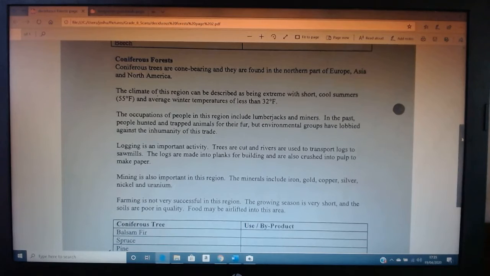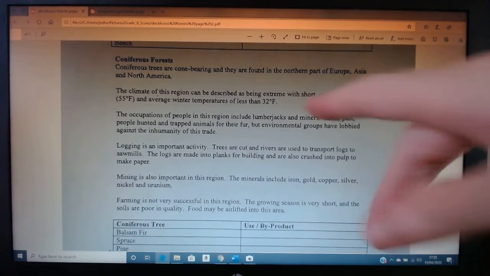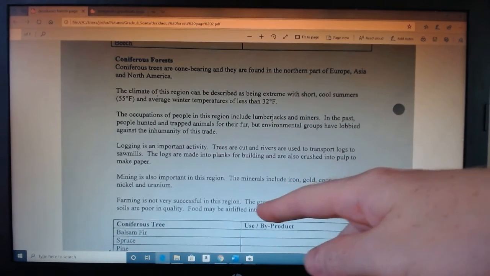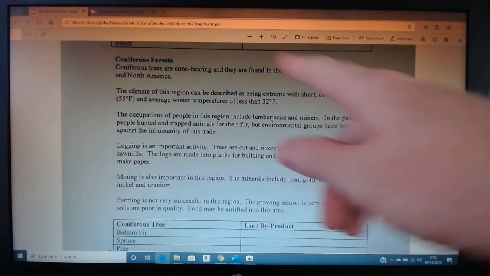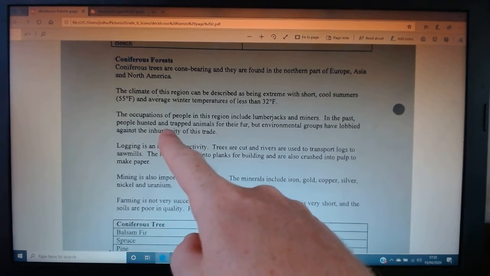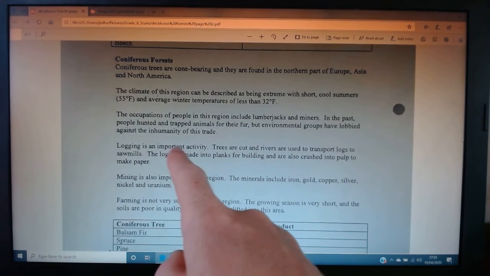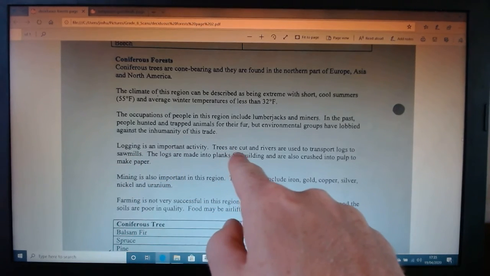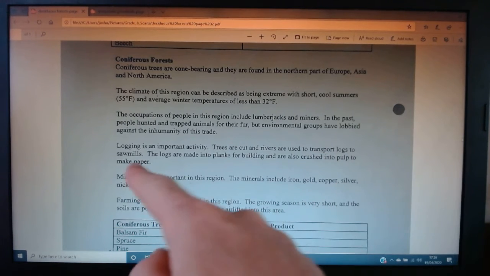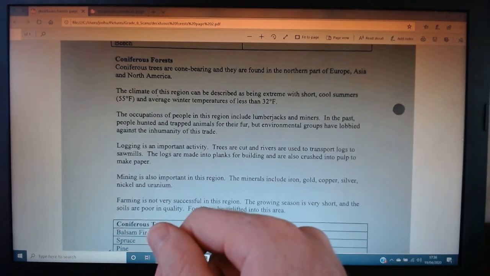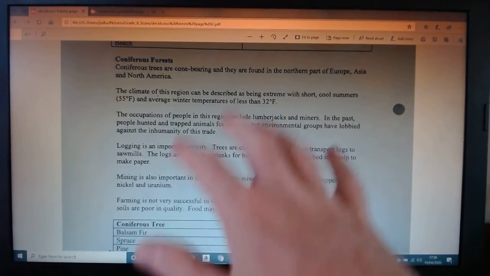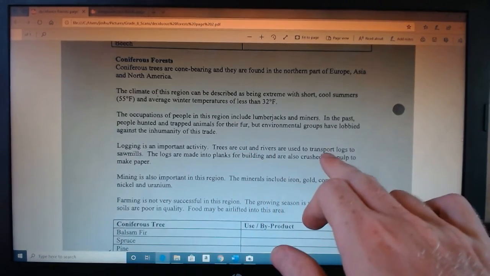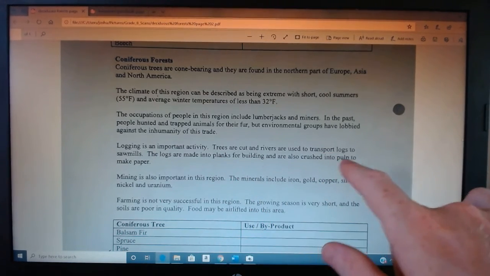Okay. So just again, under coniferous forest, you can do a little subheading, coniferous forests, all right, and we're going to look at what people have done in these areas. So lumberjacks cut down trees, and again mining, okay. We hunt animals there, we used to, all right, it doesn't happen much anymore. Logging is an important activity, so you can write down logging, and then trees are cut, and rivers are used to transport the logs to a mill or to sawmills where they're cut into planks for building, crushed into pulp for paper making. Okay, so you don't need to write all of this, but just logging, trees cut and transported, used for planks for building, pulp for paper.